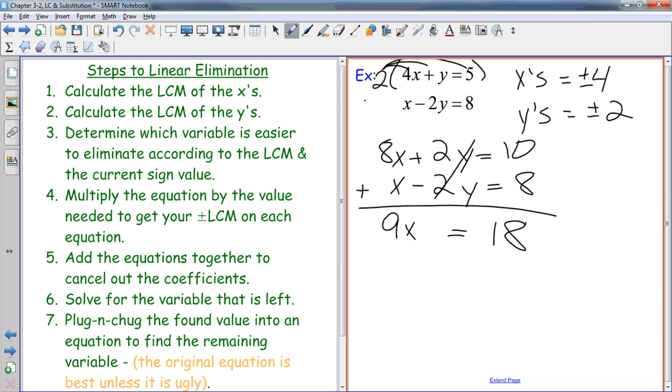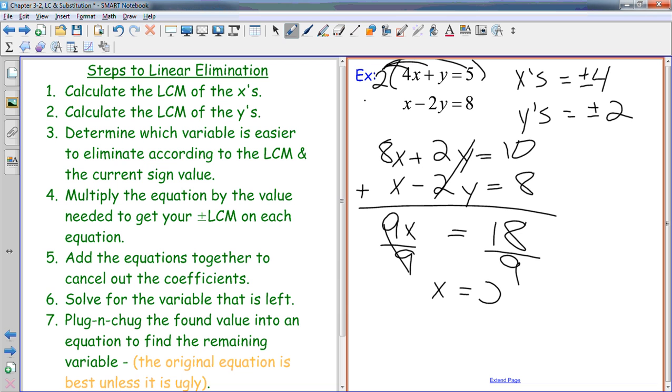Do you see how I multiplied that by 2 to make this a positive 2y, so that when I add them together, they're going to cancel out? I did that. That's why I picked 2. I said, hey, the y least common multiple is 2. I want to make this equal to positive 2 since this one's negative 2. So when I add them, they cancel out. Now, can you solve for x?